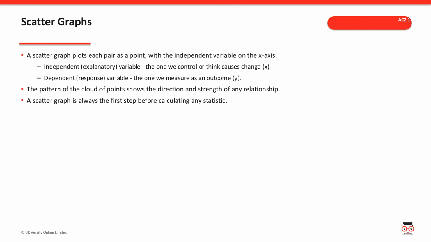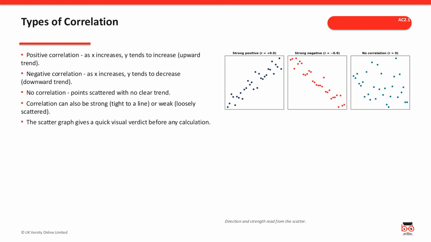The scatter graph is always your first move. You plot each pair as a single dot, putting the independent variable, the one you think drives the change, along the x-axis, and the dependent variable, the outcome you measure, up the y-axis. With revision and marks, hours go across and marks go up. The shape of that cloud of dots tells you the direction and strength of any relationship before you calculate a single thing. Three basic patterns turn up.